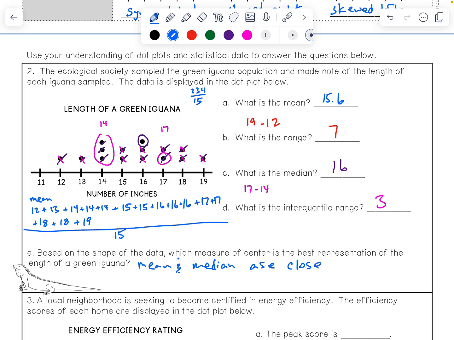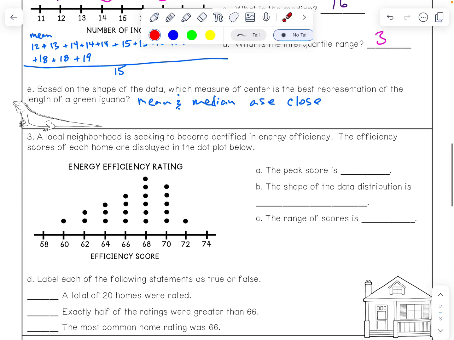Let's take a look at number 3. A local neighborhood is seeking to become certified in energy efficiency. The efficiency scores of each home are displayed in the dot plot below. So it looks like this is not symmetrical. It looks like it's skewed to the left because there's fewer things on the left.